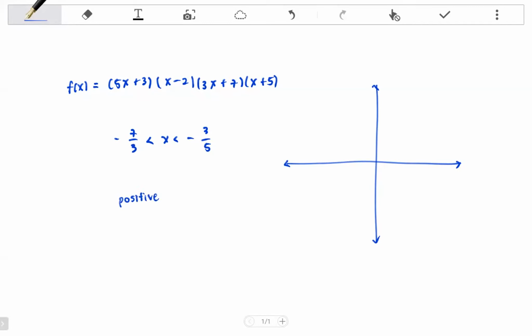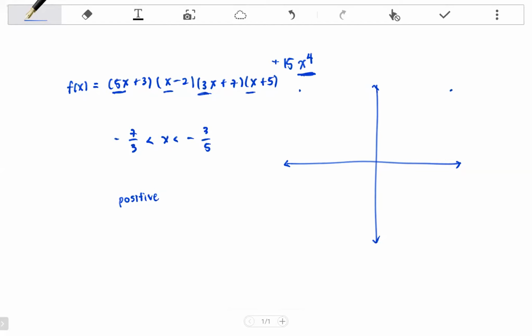Let's try this one. So our highest term is going to be x to the 4th. More specifically, it's going to be 15x to the 4th because we see there's a 3 and a 5 here, but we're just looking at the x to the 4th. And we know that the coefficient is positive. And we said that x to the 4th looks like a smiley face. So it's going to start here and end here.